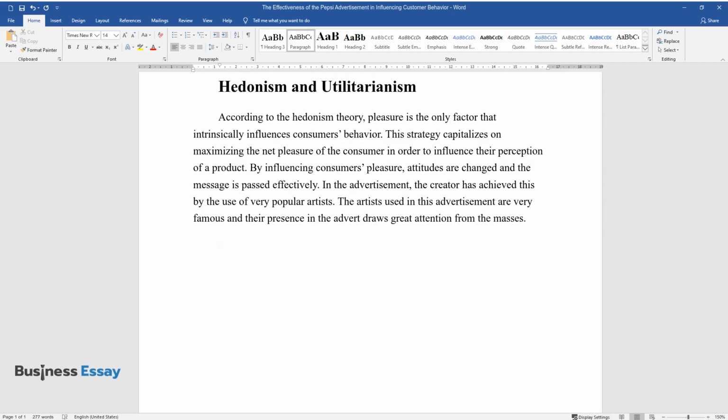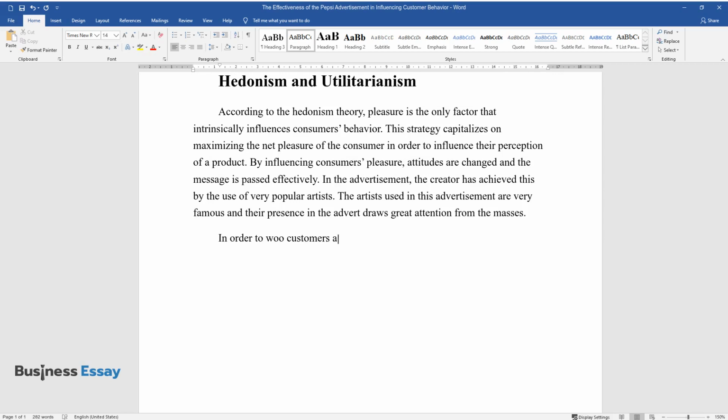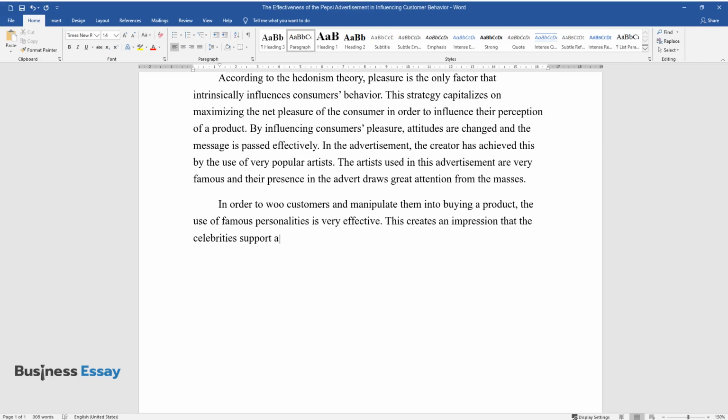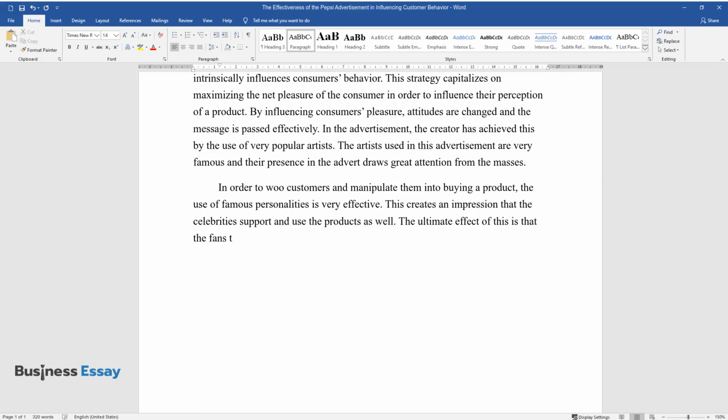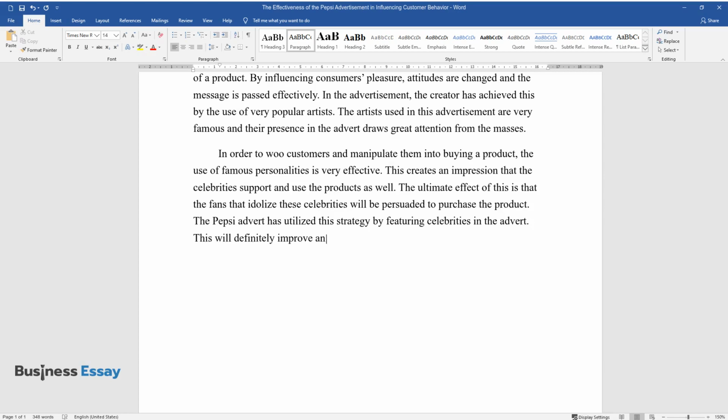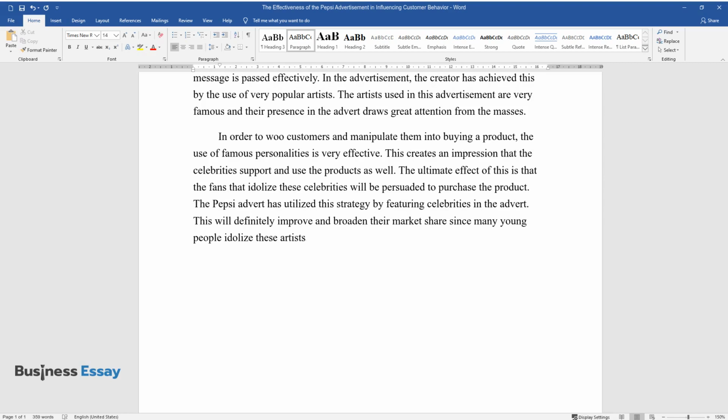In order to woo customers and manipulate them into buying a product, the use of famous personalities is very effective. This creates an impression that the celebrities support and use the products as well. The ultimate effect of this is that the fans that idolize these celebrities will be persuaded to purchase the product. The Pepsi advert has utilized this strategy by featuring celebrities in the advert. This will definitely improve and broaden their market share since many young people idolize these artists.